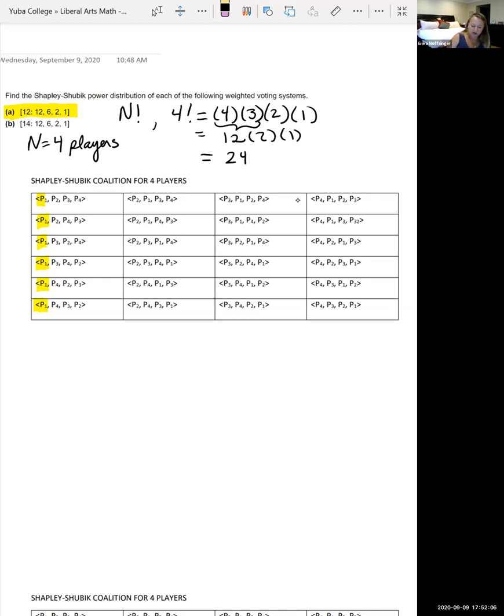Before we go on, let's talk about the other 3 players. Notice with their weight, 6 plus 2 is 8, plus 1 is 9. These 3 players can't win the coalition by themselves. So whenever player 1 is the last player, that would also make them a winning coalition. Okay, that's player 1.